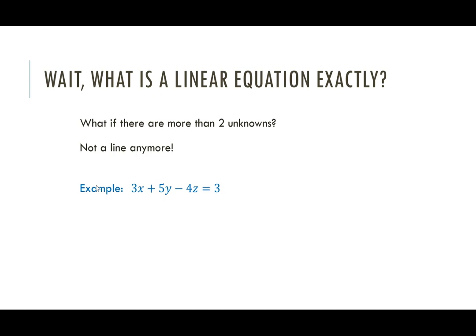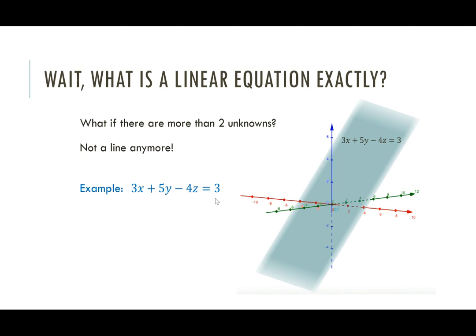So, for example, say we have 3 unknowns. 3x plus 5y minus 4z equals 3. Definitely satisfies our definition of a linear equation. We have our unknowns showing up, and there's numbers attached to them, and that equals a number. And if you might remember from vector calc, an equation like this, you have 3 unknowns, so it's 3 dimensions. It's a plane. An equation gives you a plane in 3D, not a line. There are ways to describe lines in 3D with equations, but this is not it.